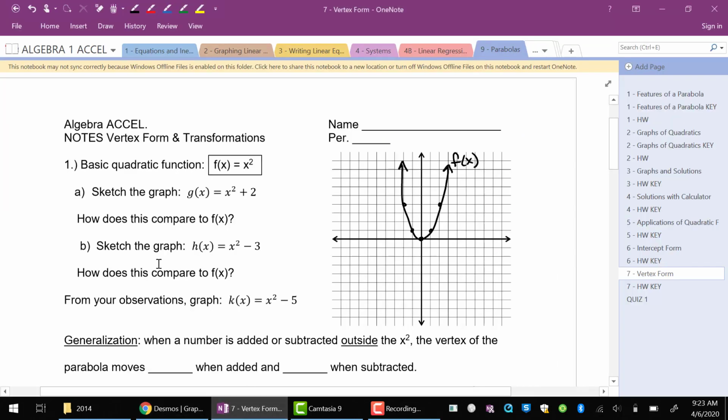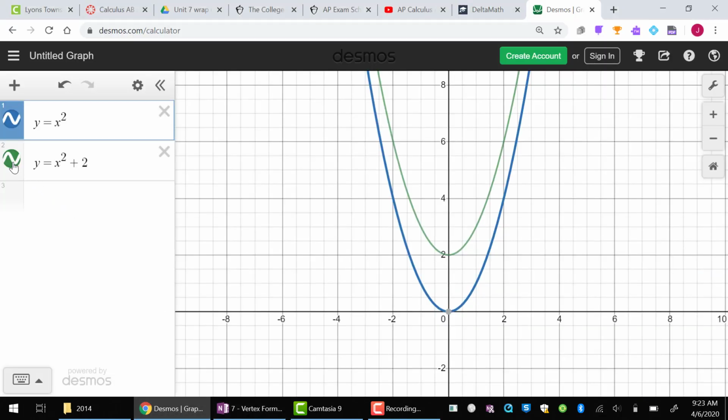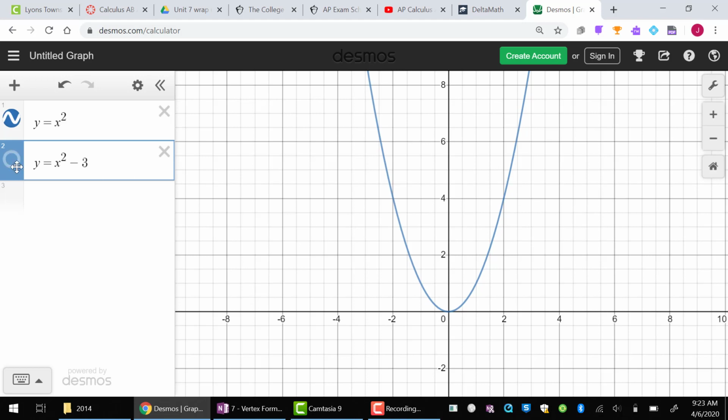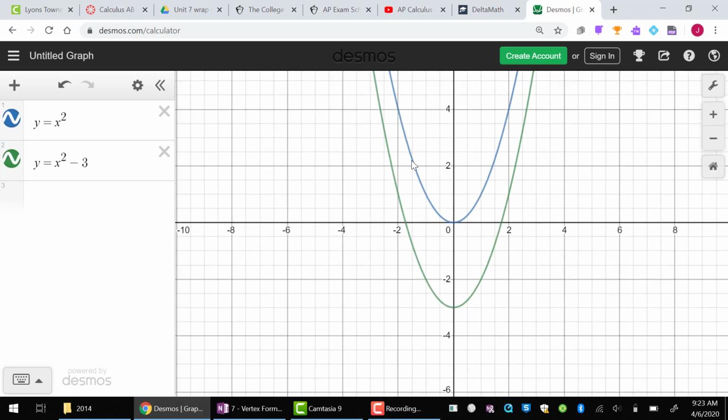Letter B says, sketch the graph of x squared minus 3. Back into Desmos. Let me turn off this one here and change it to x squared minus 3. So now, the parent function again is the blue, but take a look at where the x squared minus 3 parabola currently exists. It's below the origin of 0, 0. All the points seem to have gotten shifted 3 units down.